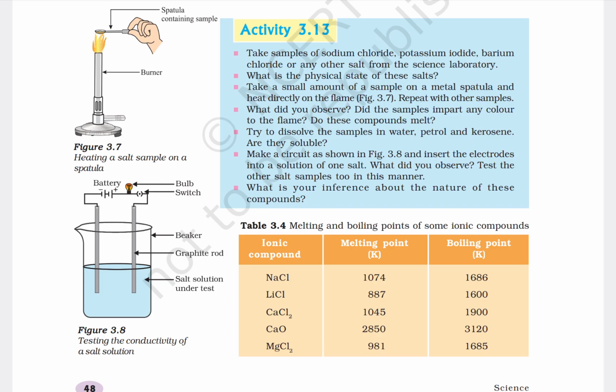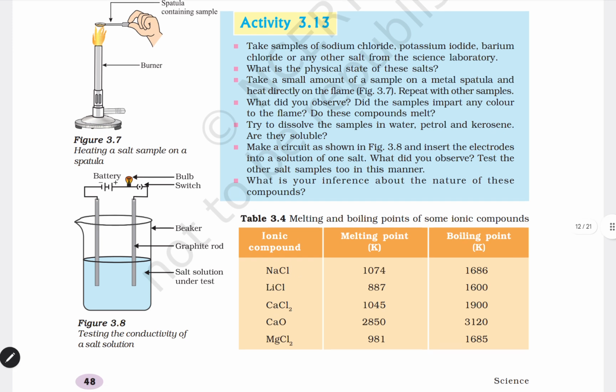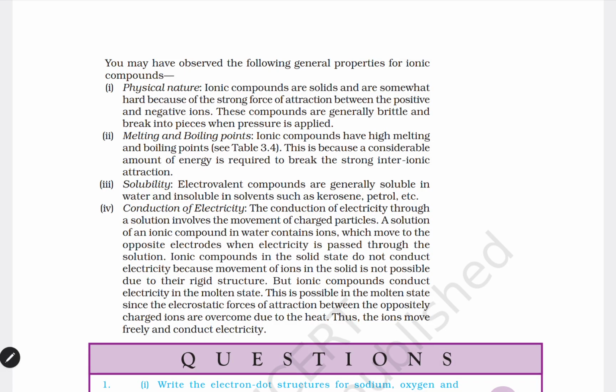If you observe this table from doing these activities, sodium chloride, lithium chloride, calcium chloride, calcium oxide, magnesium chloride are all ionic compounds. You can observe their melting points and boiling points here, mentioned in Kelvin values. So you can observe the following general physical properties of ionic compounds.